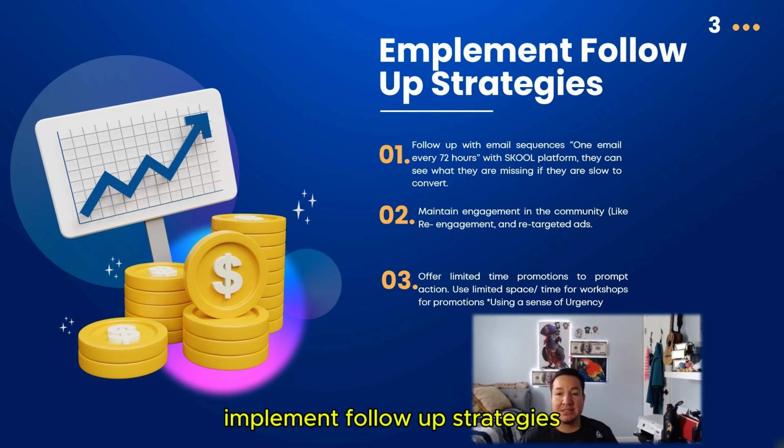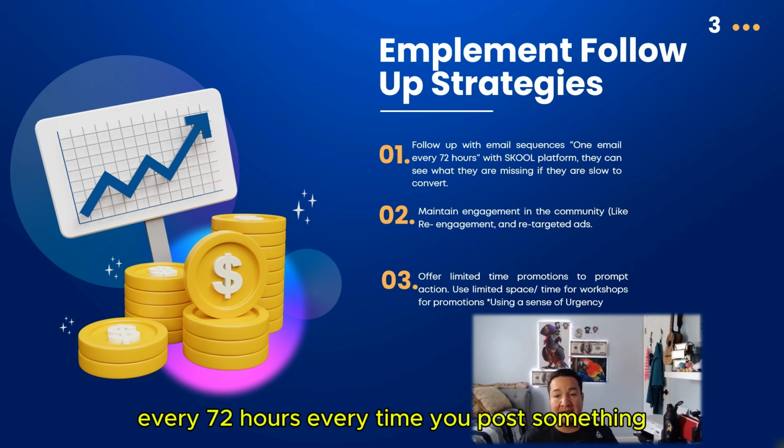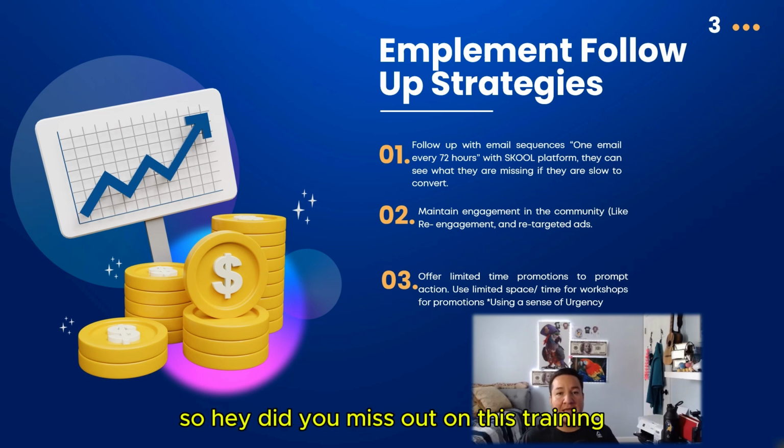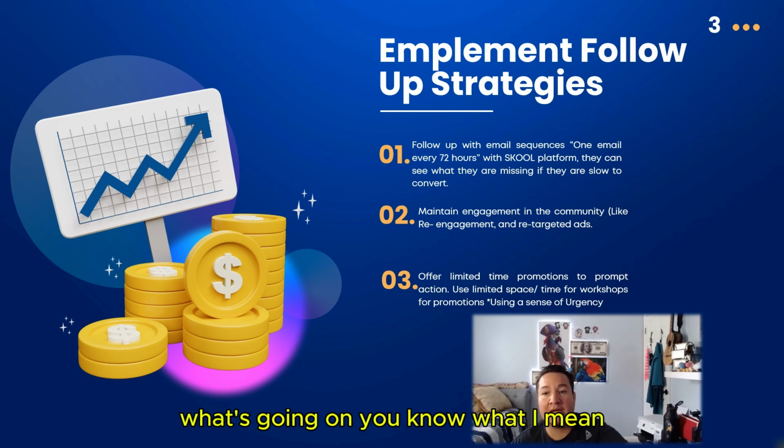Implement follow-up strategies. If you're doing an email sequence, which you can do with Skool really well, do it every 72 hours. Every time you post something, share it and make a comment about it with Skool. So, hey, did y'all miss out on this training? I have this training coming up. How are you going with your training? What's going on? You know what I mean?